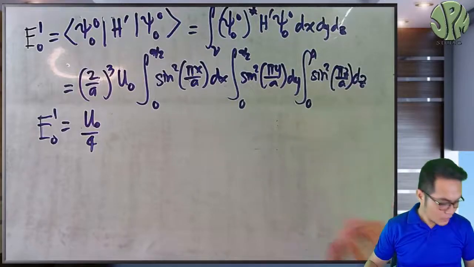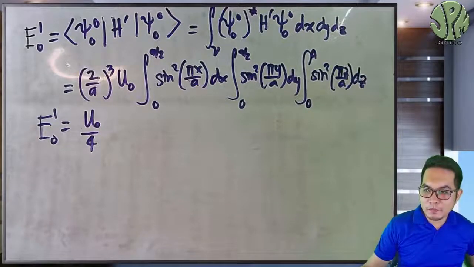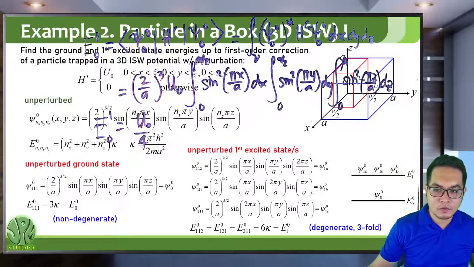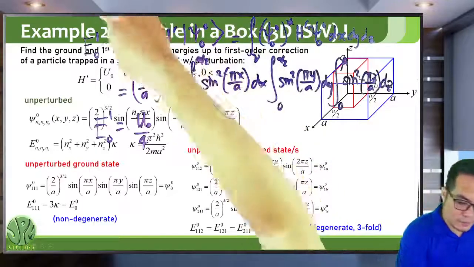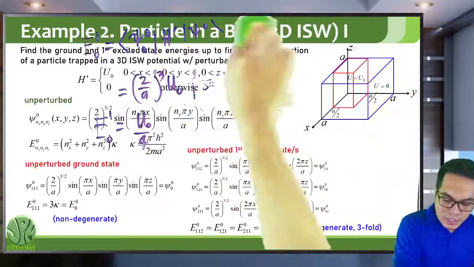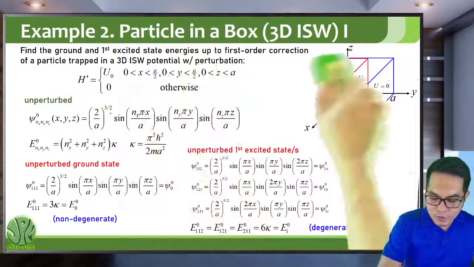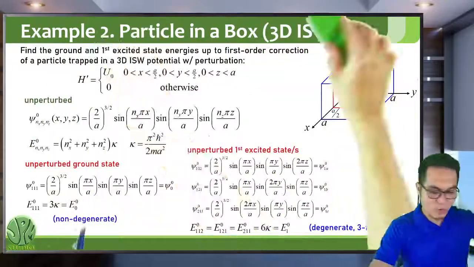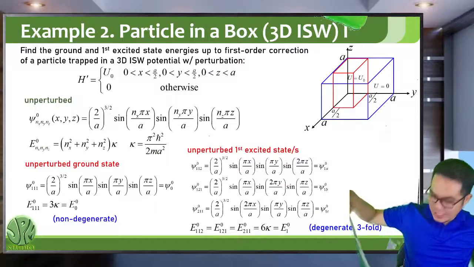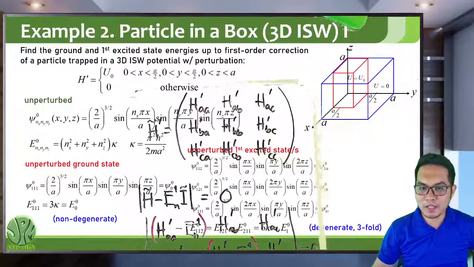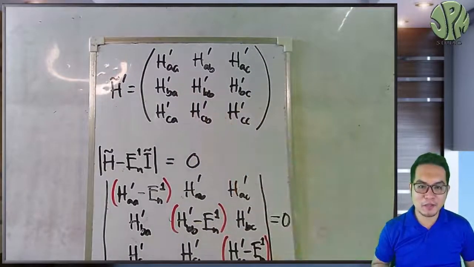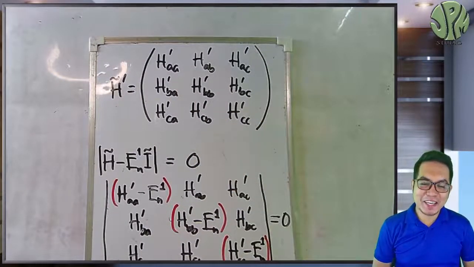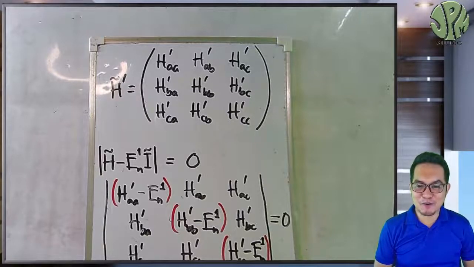Okay, now for the second problem, the first excited state is degenerate. It's threefold degenerate, meaning we need to construct a 3x3 matrix for the perturbation matrix. So we need to construct a 3x3 matrix. These are the elements. We have 9 elements, and we need to solve for the 9 elements. And maybe I'll just show you one.